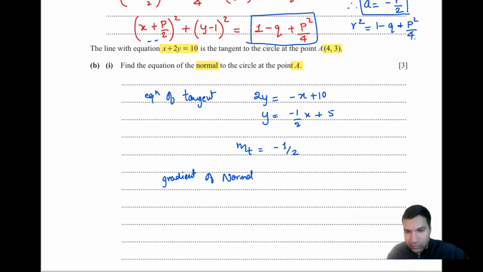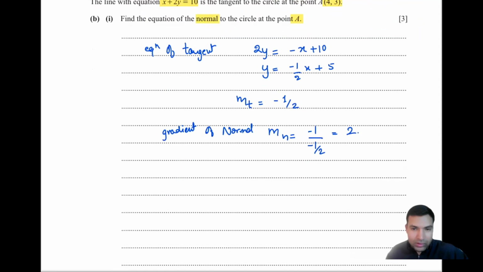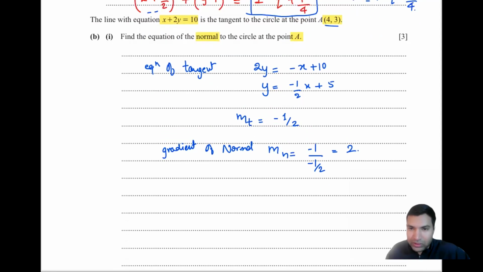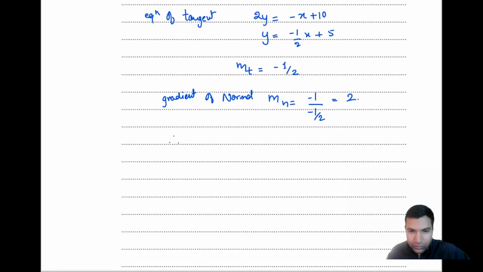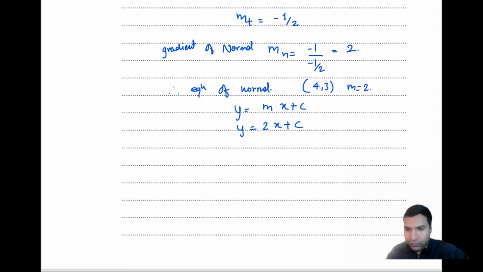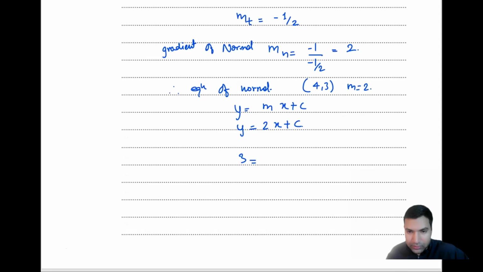So gradient of the normal would be negative reciprocal of this tangent, right? Which becomes 2. Right? So I know the slope of the normal and I know the point which is on the normal, right? Therefore, equation of normal becomes easy to find now, which will be in the form of a line, which is y equal to mx plus c. And the point is (4, 3), and the slope is 2, right? So it becomes y equal to 2x plus c, and (4, 3) also passes through it.